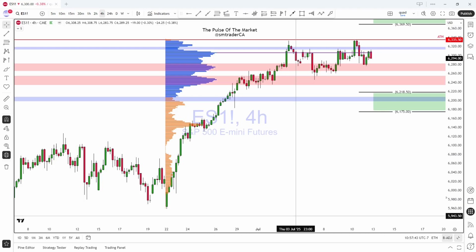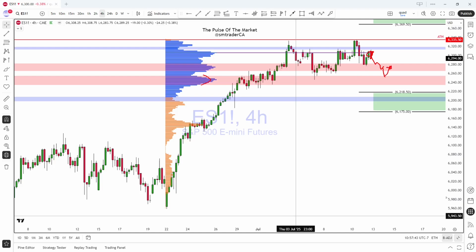Now on the downside, let's say for example it gets rejected up here and continues to push back down for one more test of this high volume zone, and this time it dips back in and chops around and then breaks it. If it breaks this high volume zone and comes down to this high volume zone, then we have to look for some sort of rejection to go back up.